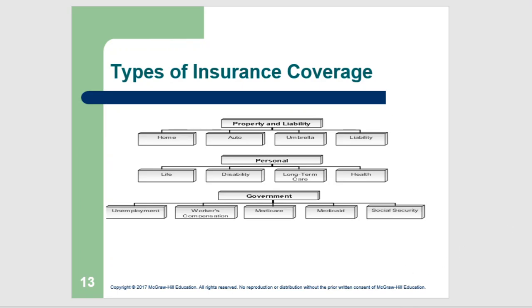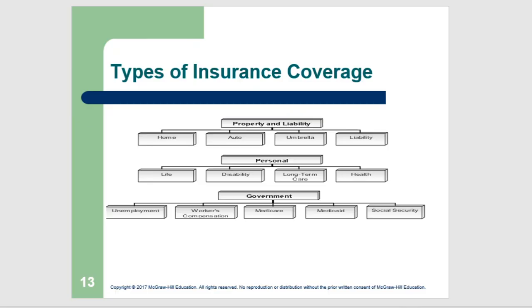Okay, so this is getting into the specific kinds of things we can do to generate a risk management plan using insurance. So here are the major types of insurance coverage. There are three broad categories: property and liability, personal, and government. Property and liability and personal both come from private insurance companies, and government obviously does not. We're going to talk about each of these boxes.